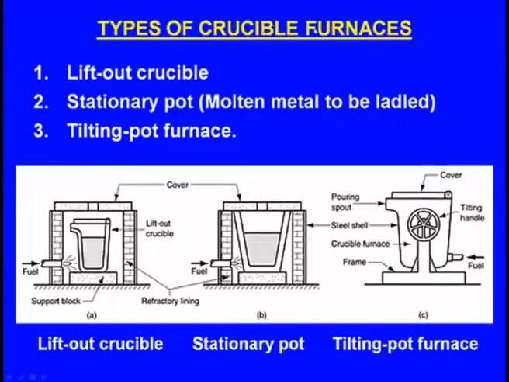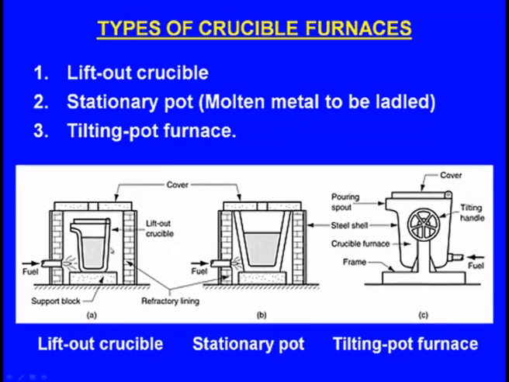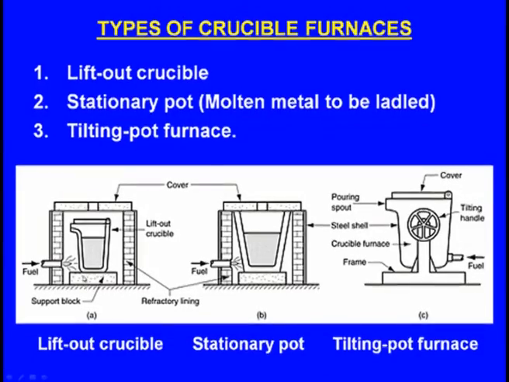Now, again there are three types of crucible furnaces. One is the lift out crucible, the second one is the stationary pot, meaning the molten metal is to be ladled, and the next one is the tilting pot furnace. Here we can see this is the lift out crucible. There is a ceramic structure inside, we place the crucible and we place the charge inside the crucible, and we burn the fuel and air mixture. After some time, the charge, meaning the metal or the alloy to be melted, which is inside the crucible, will be melting. Then we have to remove this cover and we have to lift up the crucible. So that's all about the lift out crucible.